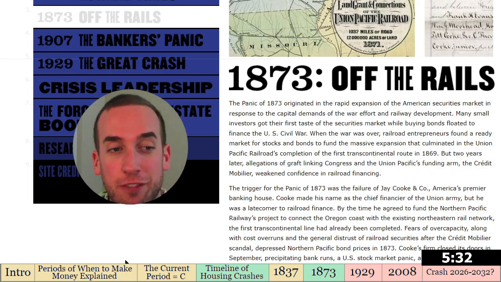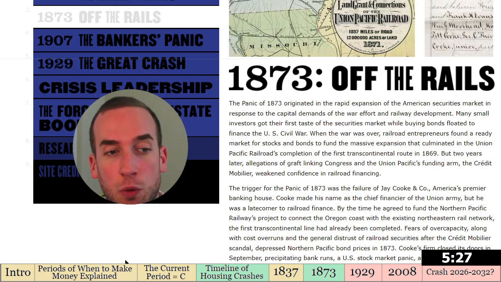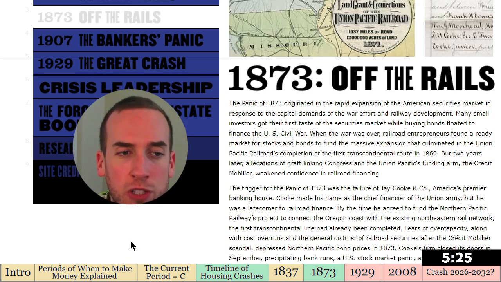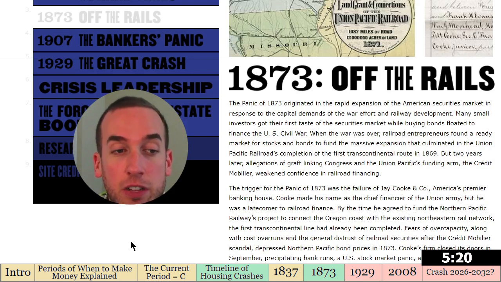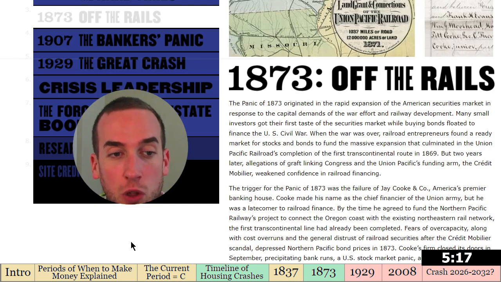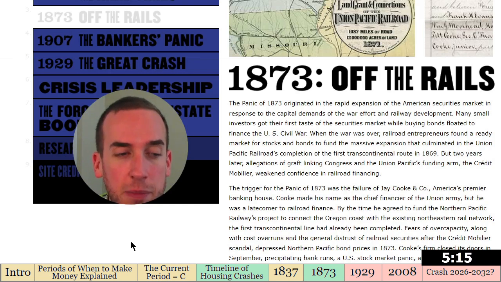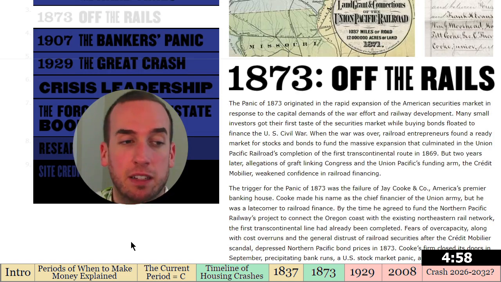Many small investors got their first taste of the securities market while buying bonds floated to finance the United States Civil War. When the war was over, railroad entrepreneurs found a ready market for stocks and bonds to fund the massive expansion that culminated in the Union Pacific Railroad's completion of the first transcontinental route in 1869. But 2 years later, allegations of graft linking Congress and the Union Pacific's funding arm, the Credit Mobilier, weakened confidence in railroad financing. Interesting.